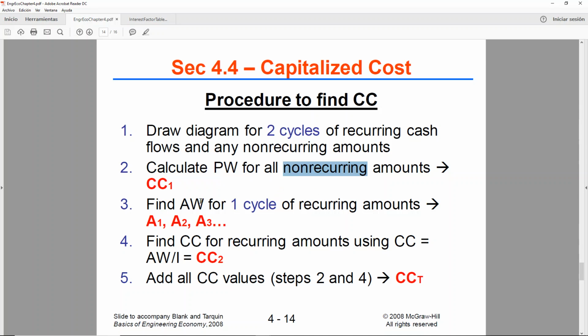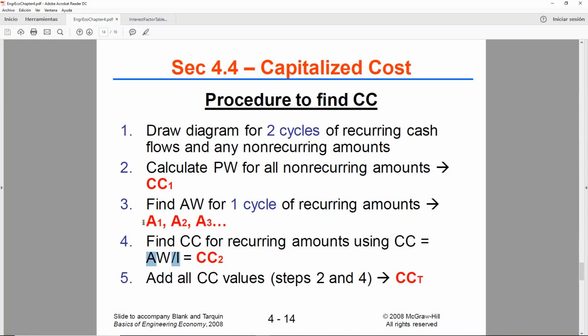Step number 3, we're going to find the annual worth for 1 cycle only of the recurring. Again, you may have more than 1 recurring, so you may need to have A1, A2, A3, and so forth. It's easier if you organize it that way, so you split it into an A for each one of the cash flows. Then after you have found all of your annual worths, we're going to transform that into capitalized cost, meaning that we're going to be resorting to the formula that we mentioned in the previous slide.